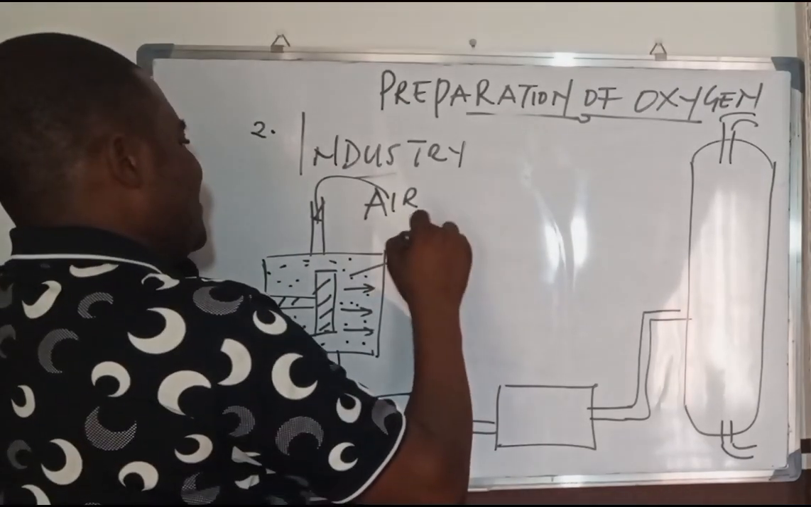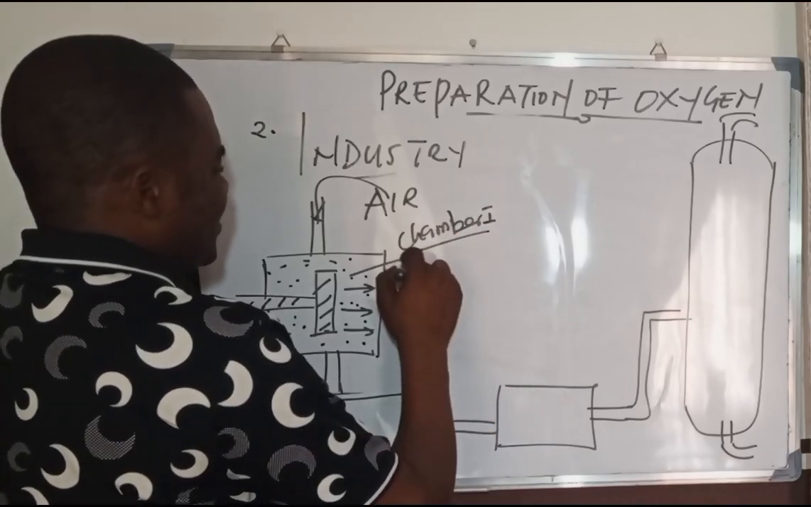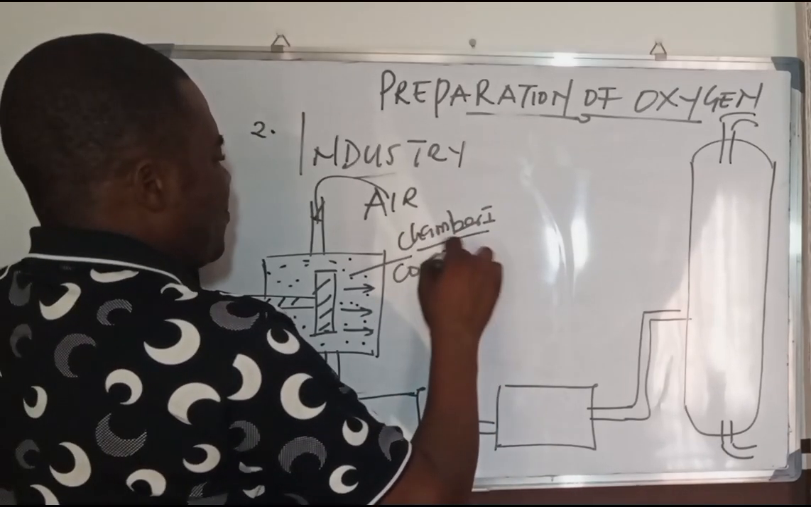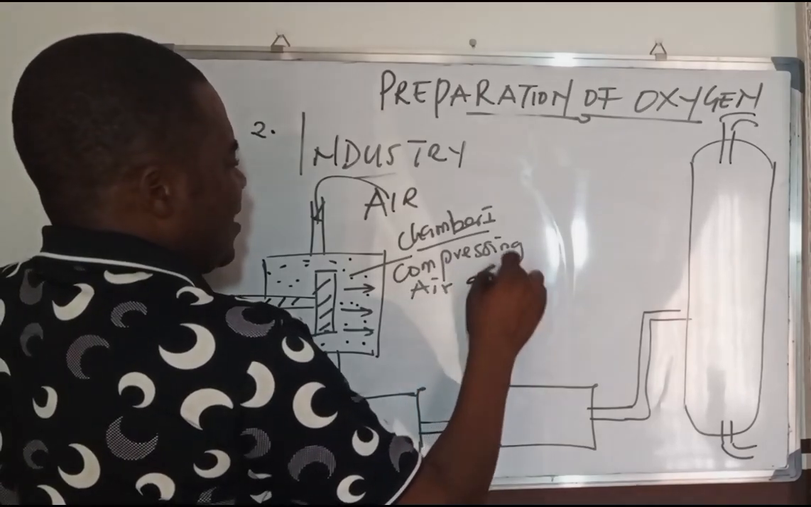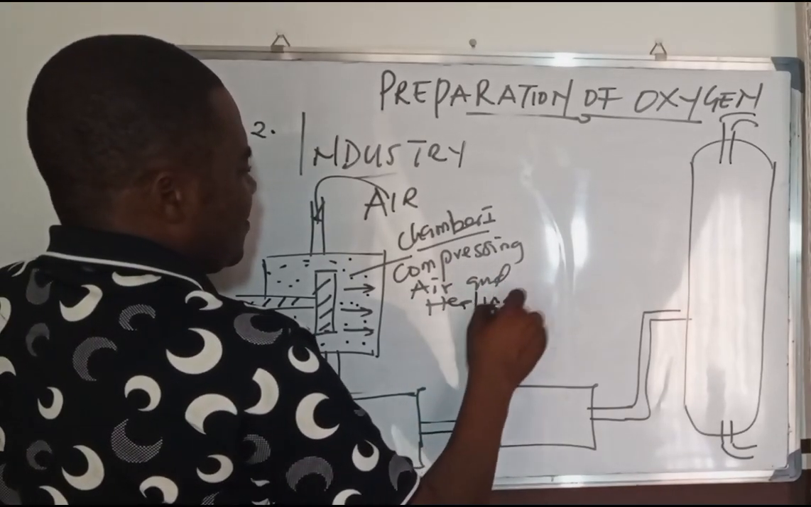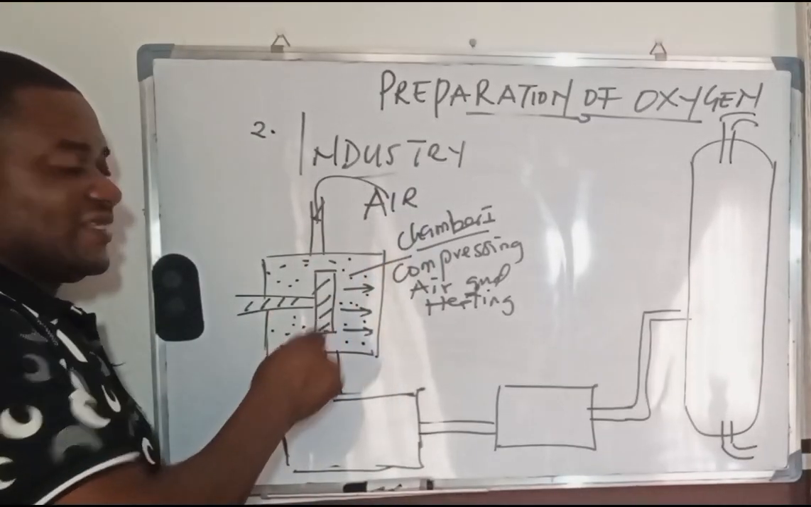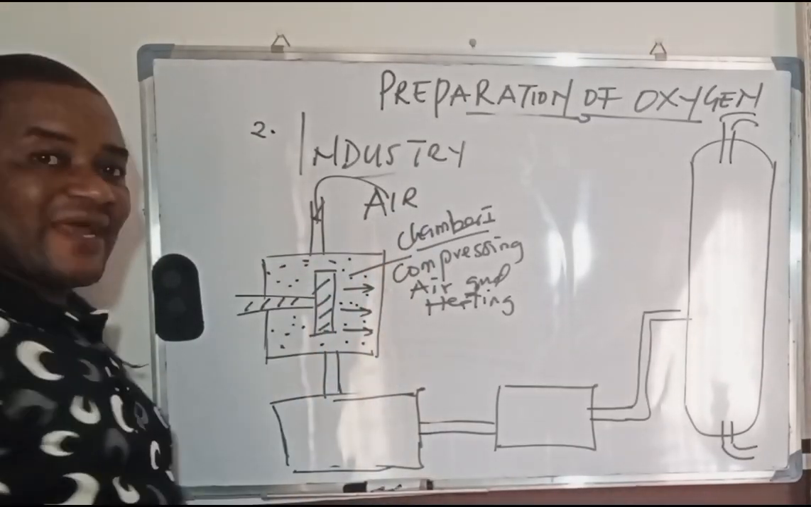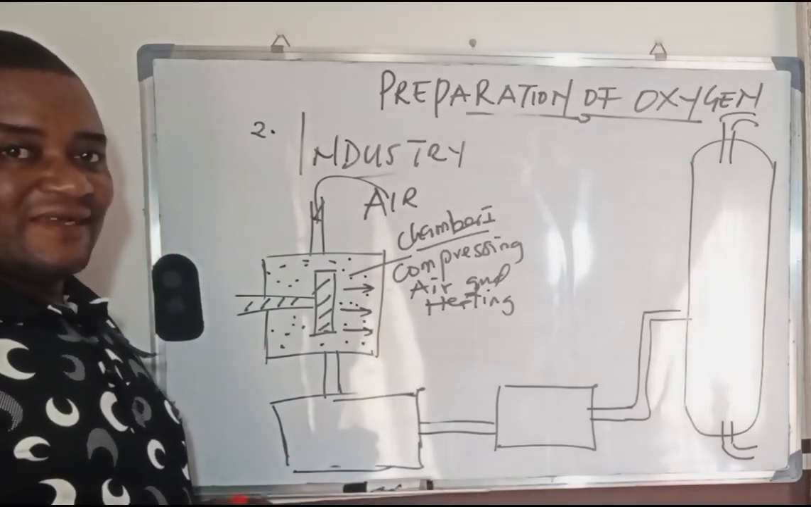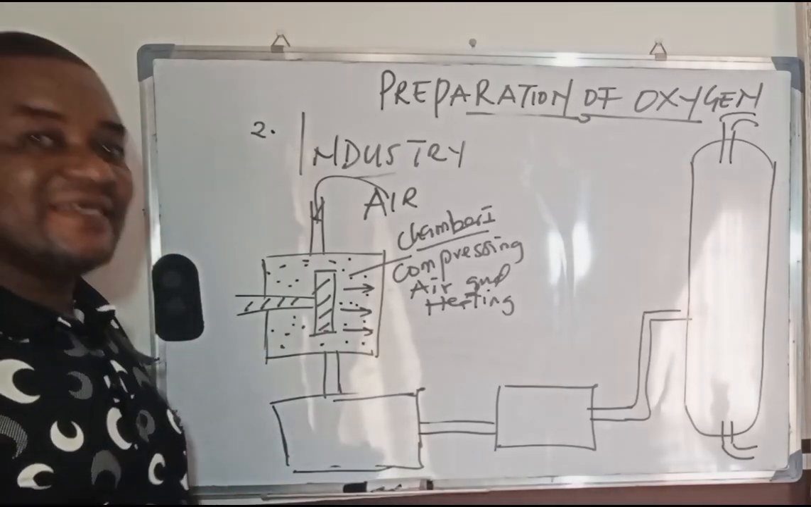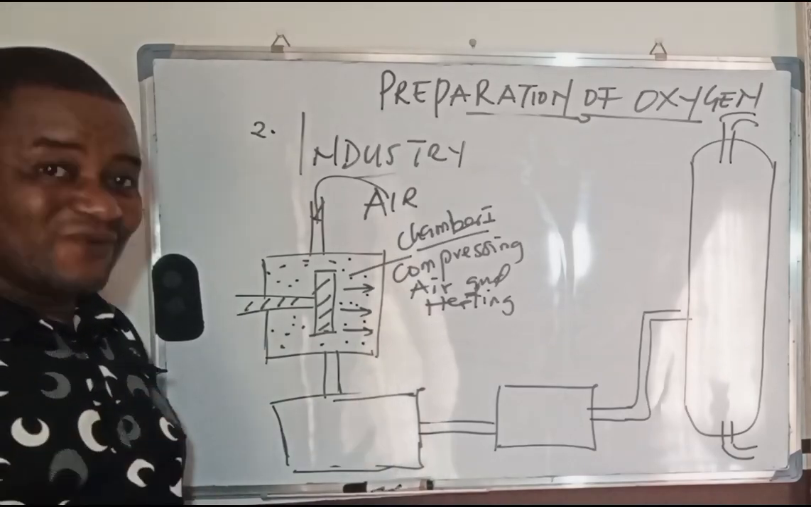Okay, so this chamber 1 has to do with compressing air and heating. Okay, so the air that comes into this first chamber is compressed. That is why you have this. So it is compressed and heated. Okay, when it's compressed and heated, it needs to be cooled and then turned into a liquid form.